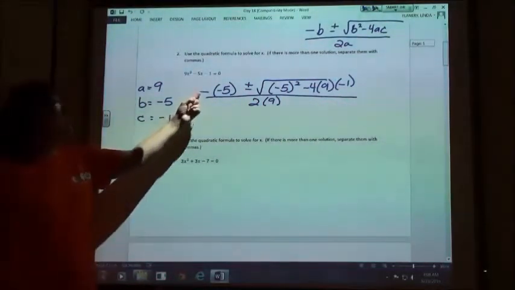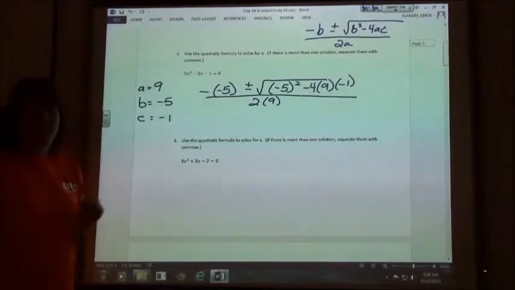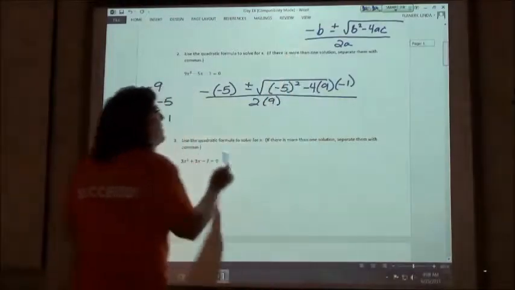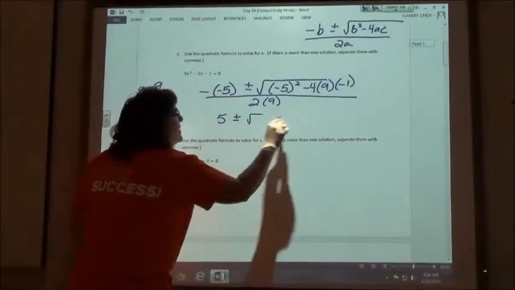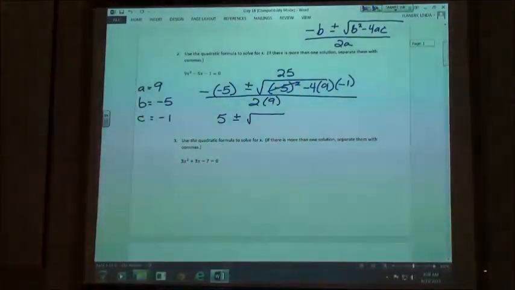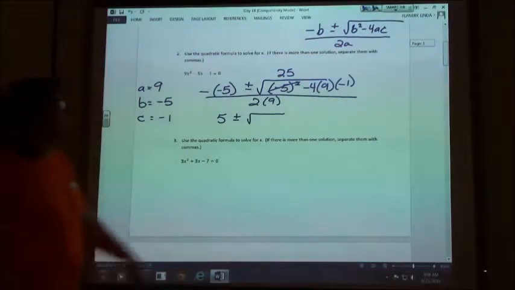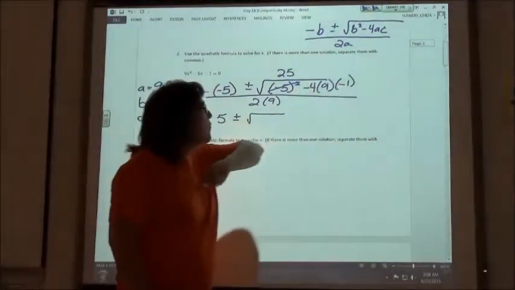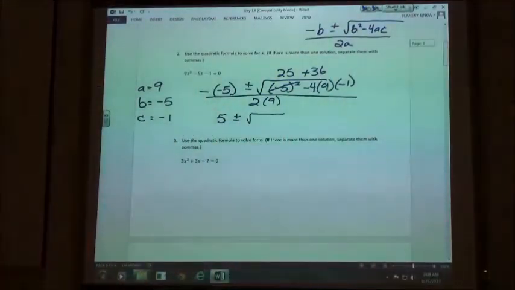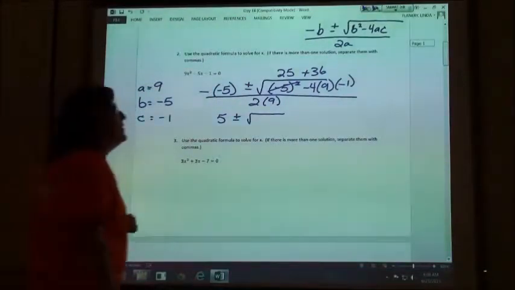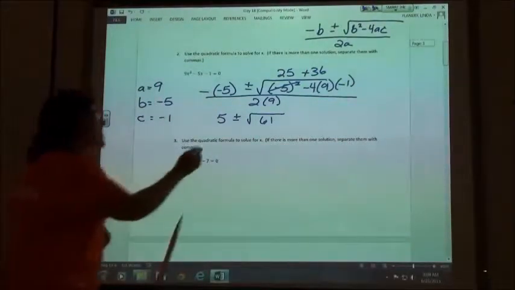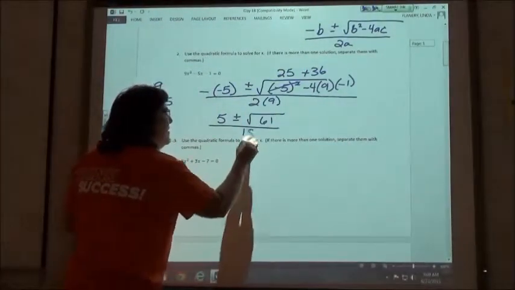So simplifying that, if I have minus a negative 5, going to change to a positive, right? That always should end up being the opposite of whatever the b value is, because that's what minus b means. So 5 plus or minus negative 5 squared would be 25, right? When I square a negative, it becomes positive. Negative 4 times 9 times negative 1, again, that's going to be positive 36 then. And so if I take 25 plus 36, I would get 61. And if you're using your calculator, you might as well punch the whole thing in at one time. Over my denominator, 2 times 9, which is 18.